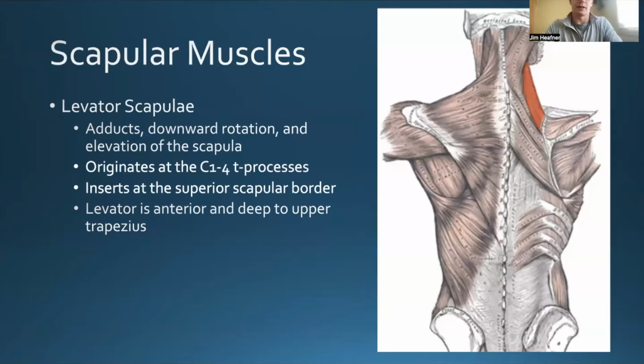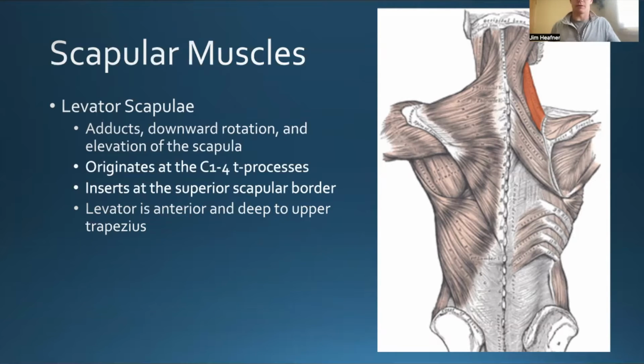So next, we have the levator scapulae, which is part of a series of scapular muscles we're going to go over here. The levator scapulae adducts, downwardly rotates, and elevates the scapula. What that means: it adducts, so it brings the shoulder back in. If this is abduction, it adducts the shoulder, and it downwardly rotates. So if these are my shoulder blades, it pulls them down and together. And then, because of its orientation, it also has an elevating effect.